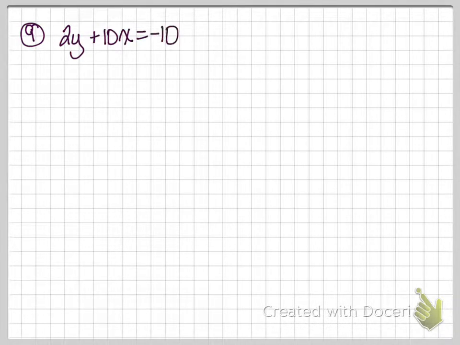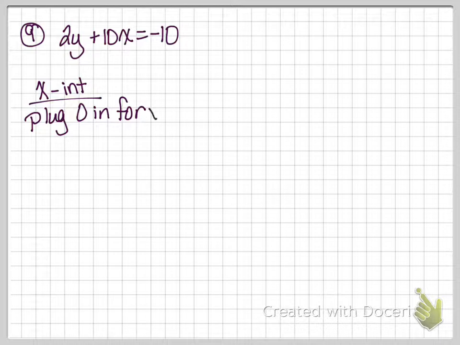This says, graph the equation using x and y intercepts. So this is telling us that we are supposed to use x and y intercepts. So I have 2y plus 10x equals negative 10. To find the x-intercept, I have to plug 0 in for what? Y. Excellent. So I'm going to plug 0 in for y. So I have 2 times 0 plus 10x equals negative 10.